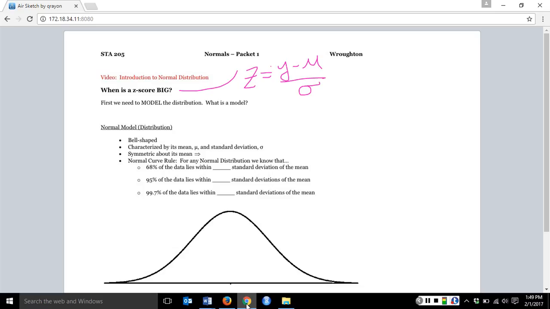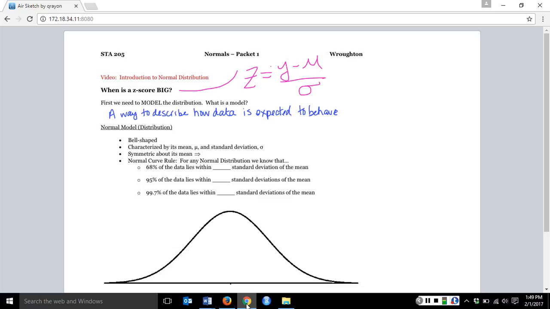The normal distribution is actually what's called a model. So let's first talk about what a model actually is. A model is just a way to describe how data is expected to behave. So this is an idea of what to expect. A specific model is called the normal distribution or the normal model.